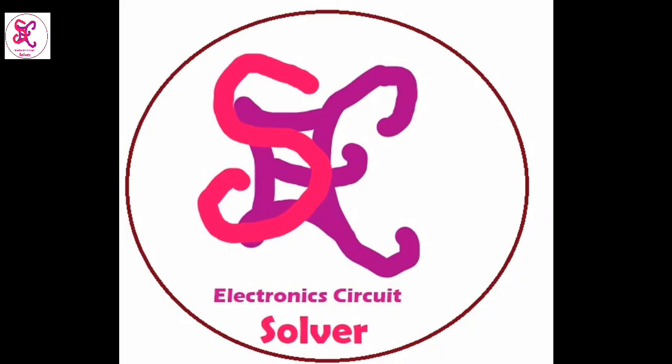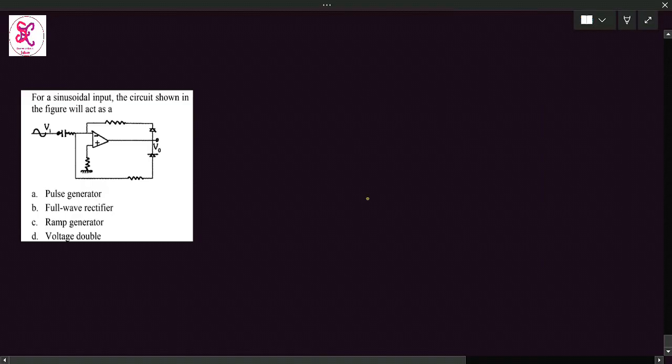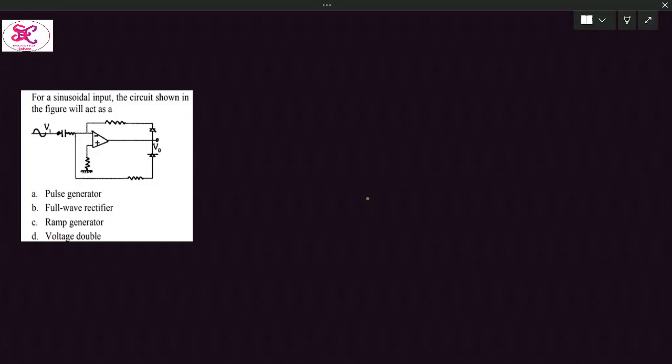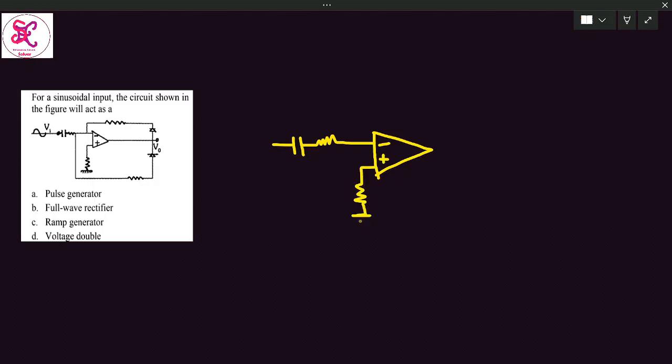Welcome to the channel. In this problem, the circuit is given and we have to find out in which application this circuit is used. I am drawing the same circuit: input capacitor, input resistor, operational amplifier. This is the inverting terminal, this is the non-inverting terminal, one resistor at the non-inverting terminal. This is the feedback resistor.